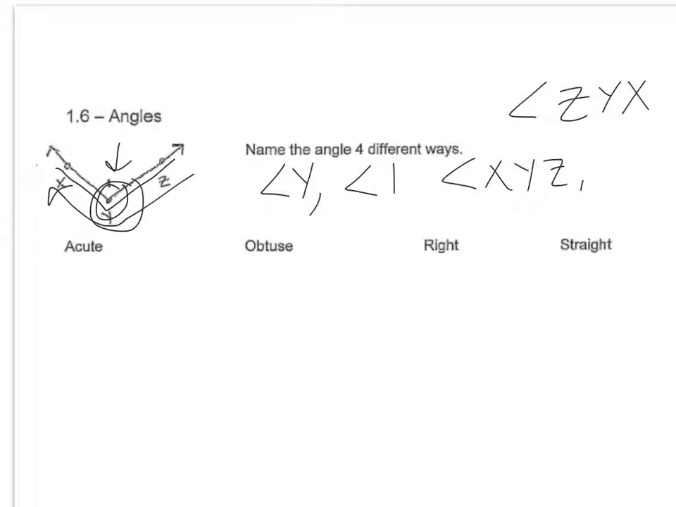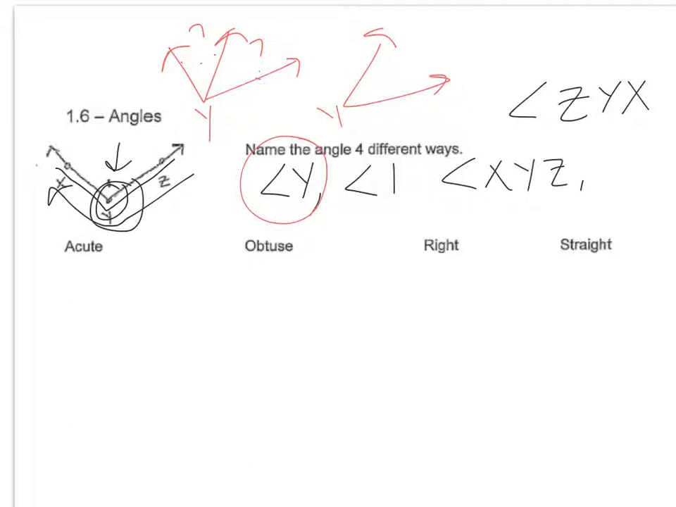So the only time you can name it by angle y is if it's the only angle there. If this was angle y right here, you couldn't call this angle y because we don't know which one it is. Is it this one or this one? So if there's just one angle y, you can name it by its vertex.